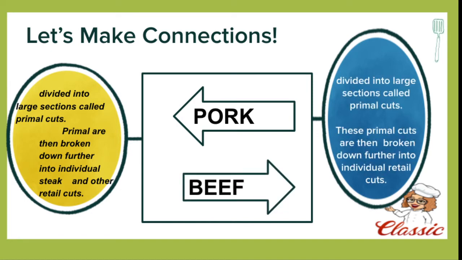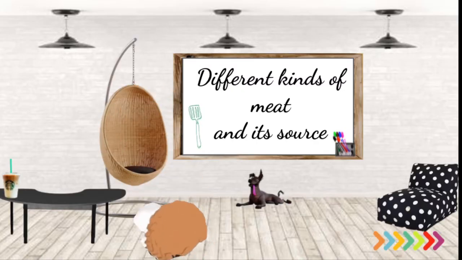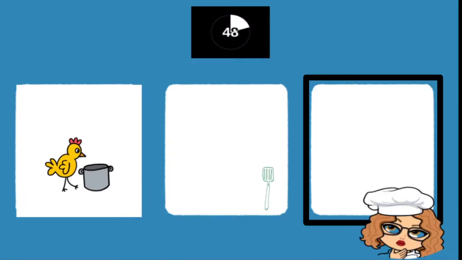Beef is divided into large sections called primal cuts as well, and these primal cuts are then broken down further into individual retail cuts. Beef is very popular and is used across the globe. This meat is very nutritious and is obtained from the cow and is one of the much sought after types of red meat. Sheep meat is also a staple food in some parts of the world and is consumed in many regions. Let's differentiate the different kinds of meat and its sources.